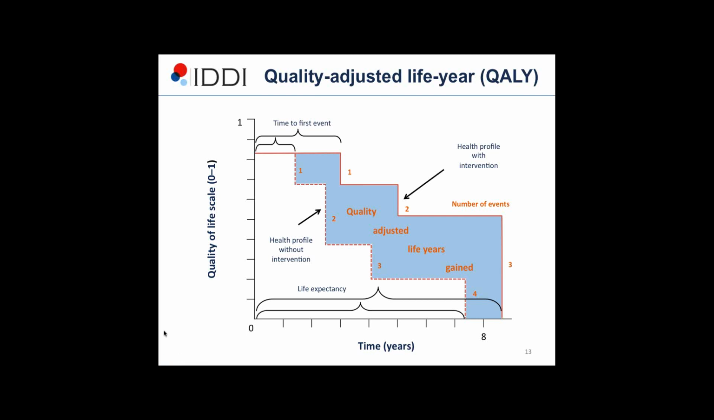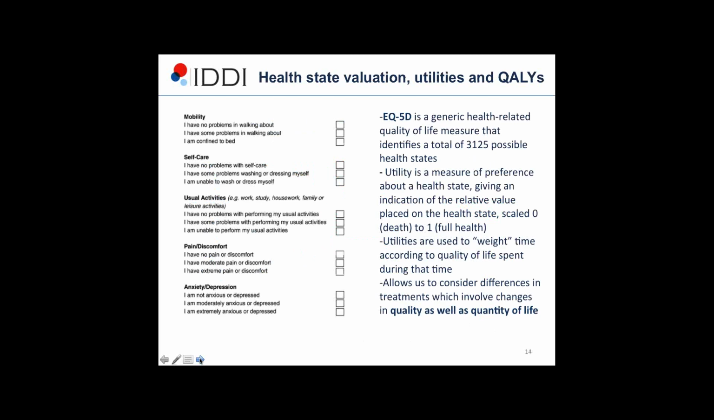So how would we calculate the QALYs? Well, effectively, it's just the area under the curve, which is the integration of the number of years of additional life together with the quality of that life. And that's how we do this.